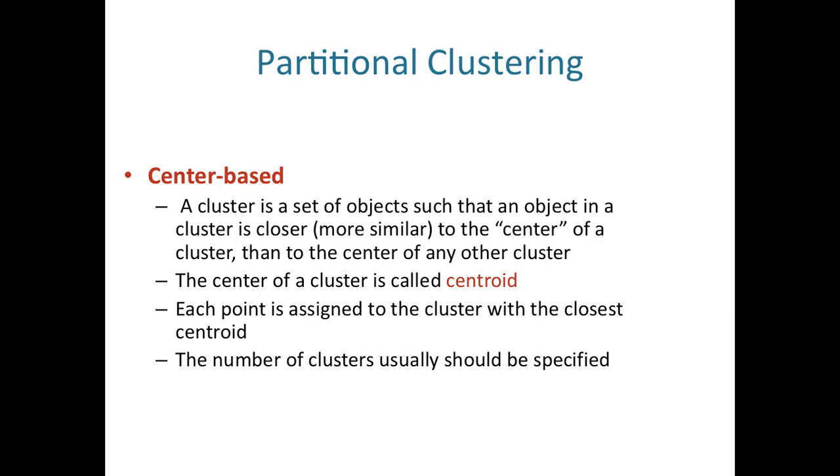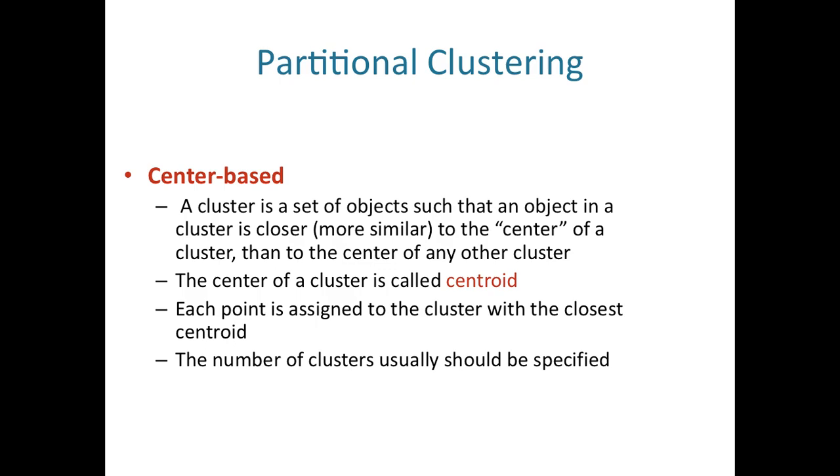Partitional clustering, we say that it's a center-based method. In partitional clustering, a cluster is just defined as a set of objects such that whenever we have an object within a cluster, it's simply because that object is closer to the center of the cluster than to the center of any other cluster in the data set that we have. So for each of the clusters we define a centroid, that's the center of the cluster, and we can assure that any single point within that cluster is going to be closer to its centroid than to the centroid of any other cluster that we might have.